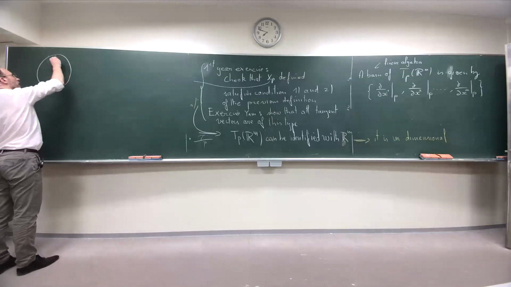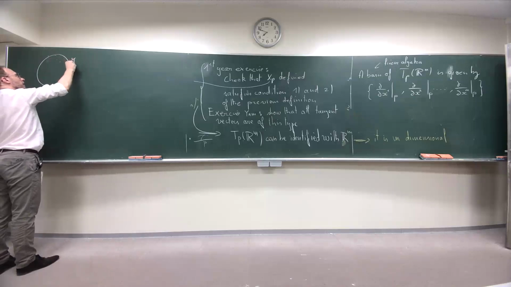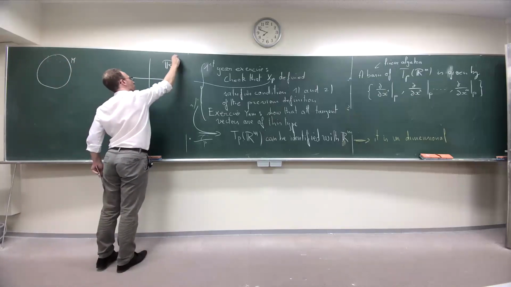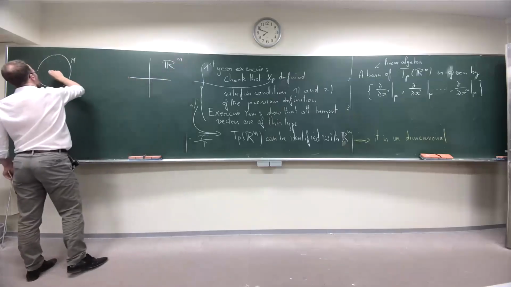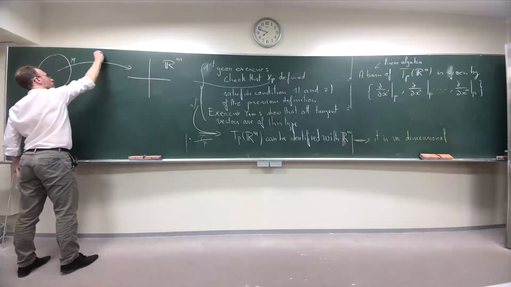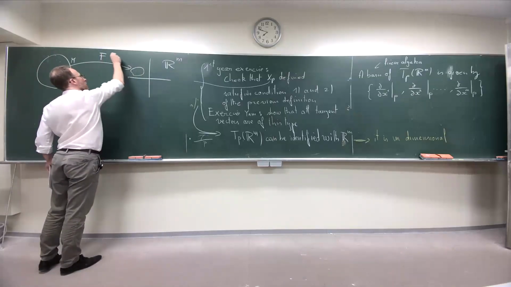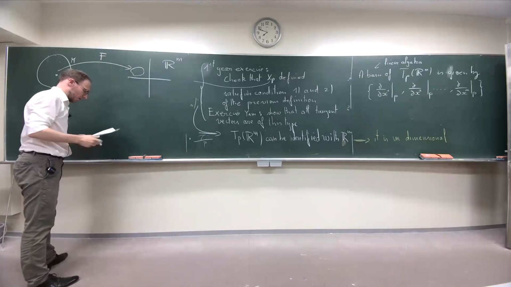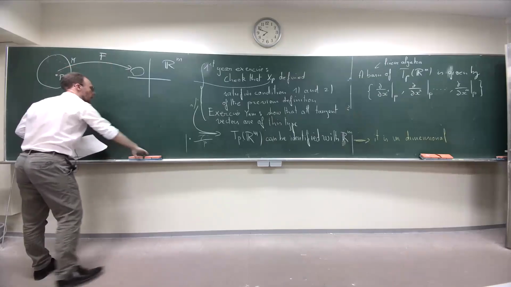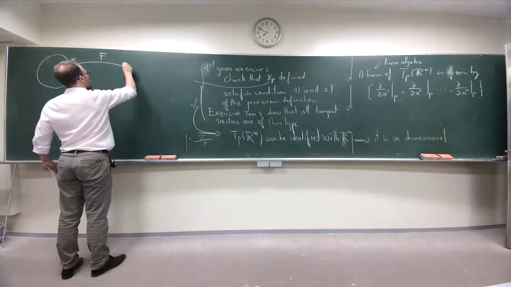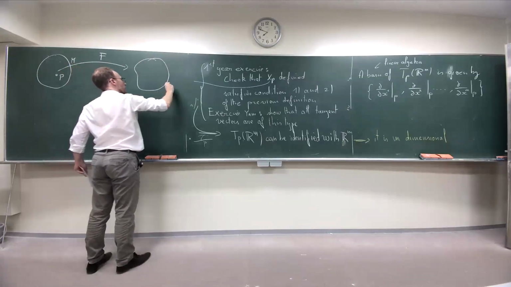Okay, so now we have M, and let's say we have R^m and a point p. Okay, no, let me take a general situation first. Another manifold N.